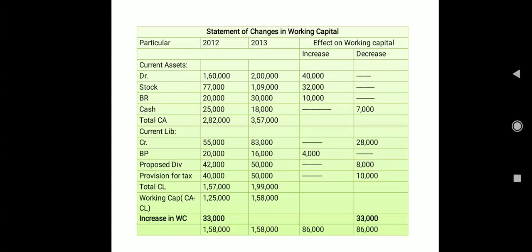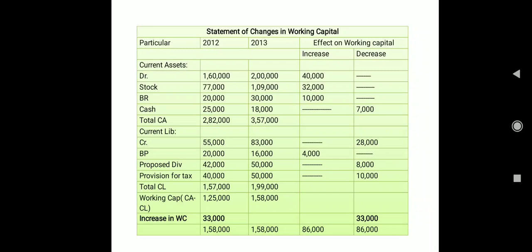Increase in current asset, increase in working capital. Decrease in current asset, decrease in working capital. Increase in current liability, decrease in working capital, and decrease in current liability, increase in working capital. So any one rule you have to remember, and the remaining you can just make the opposite. Now debtor is increasing. 2012 it is 1,60,000, but in 2013 it is 2 lakh. So 40,000 increase. So we have posted the 40,000 in the increase column. Similarly, we have worked with the stock, bills receivable, and the cash.